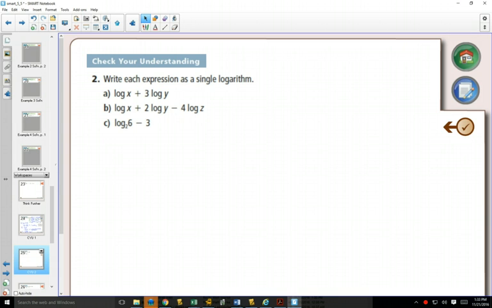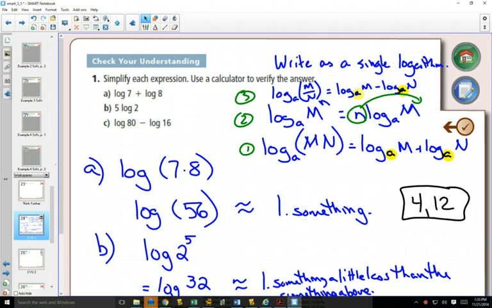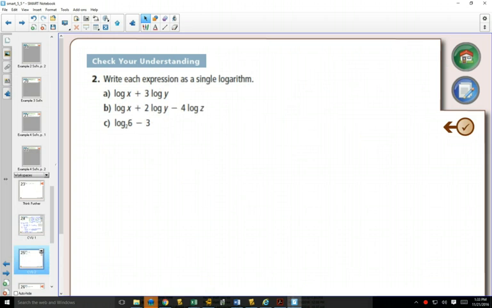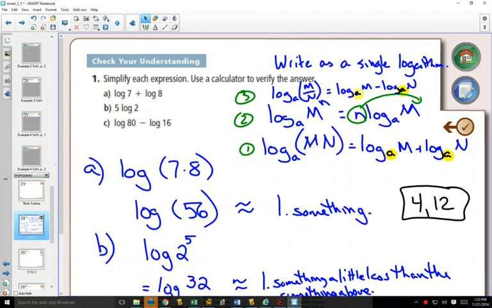Now, when we look at our log laws, and I'll just go back to the last screen here. When we get to our first question, we've got log x plus 3 log y. So it's going to trigger some things for you. You'll see the 3 out in front. That should trigger this second one that we wrote here. And the adding should trigger the first one. So the question is, which one do I do first? Yes, exactly.